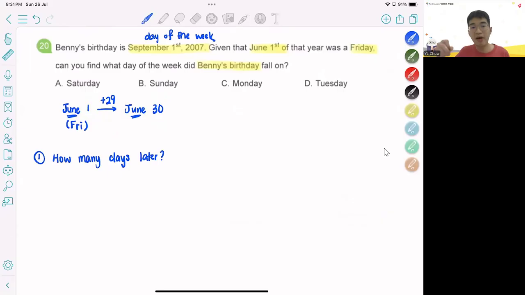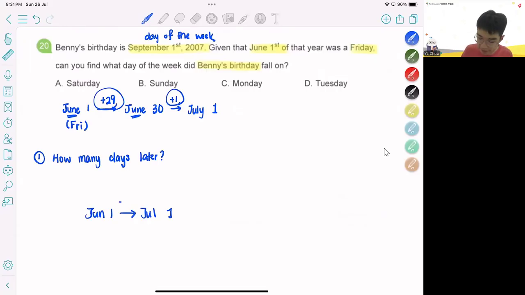All right. Now, I already reached June 30. Let's go on to the next date. Remember, we want to reach September at the end. So from June 30 to the next date, which is the first day of the next month, July 1st, that will be 1 day later. Now, what do you notice? From June 1 to July 1, you go through 29 days later and another 1 day later. That will be 30 days later.